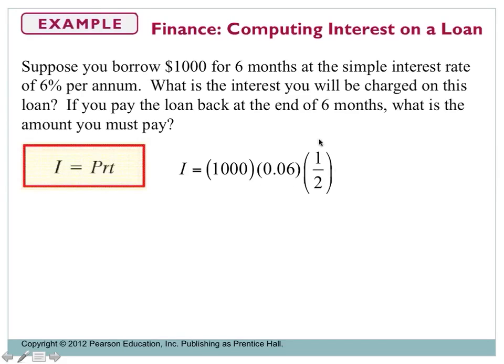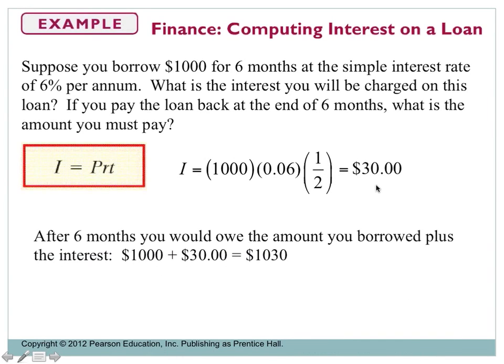And then the thing you need to keep in mind is that time is going to be in years. So in this case, 6 months is just 1/2 of a year. So that's why this is 1/2 year. And if you multiply those, you get $30. So after 6 months, what you would owe is the amount that you borrowed plus the interest. You're not earning interest, this is a loan. So you would owe the $1,000 plus the $30 in interest. So you would owe a total of $1,030.